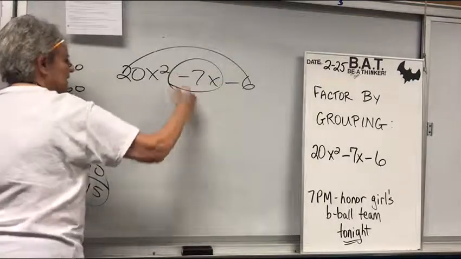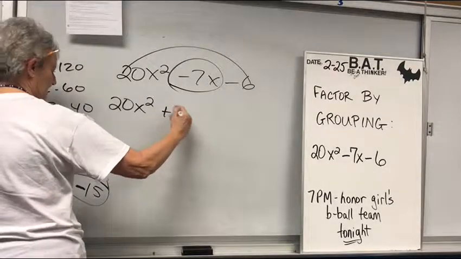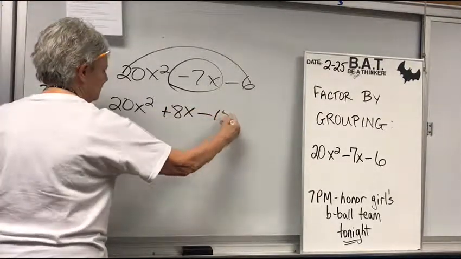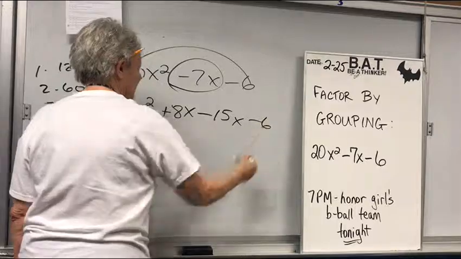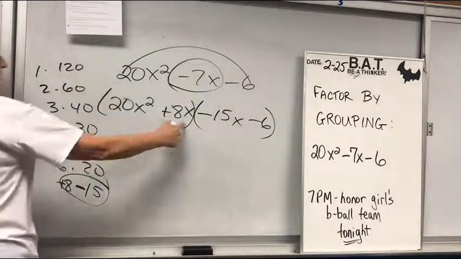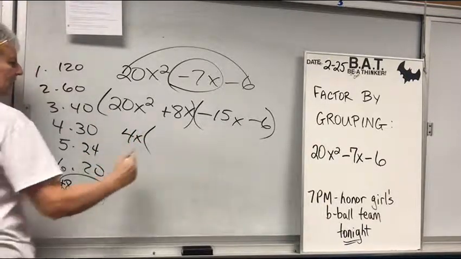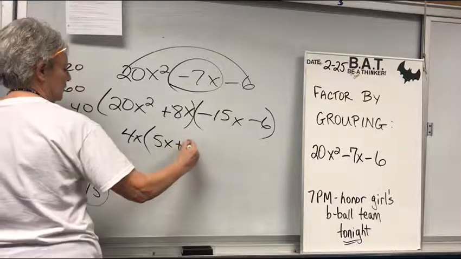So we're going to rewrite the middle term. 20x squared plus 8x minus 15x minus 6. Group it. Greatest common factor here is 4x, then 5x plus 2.